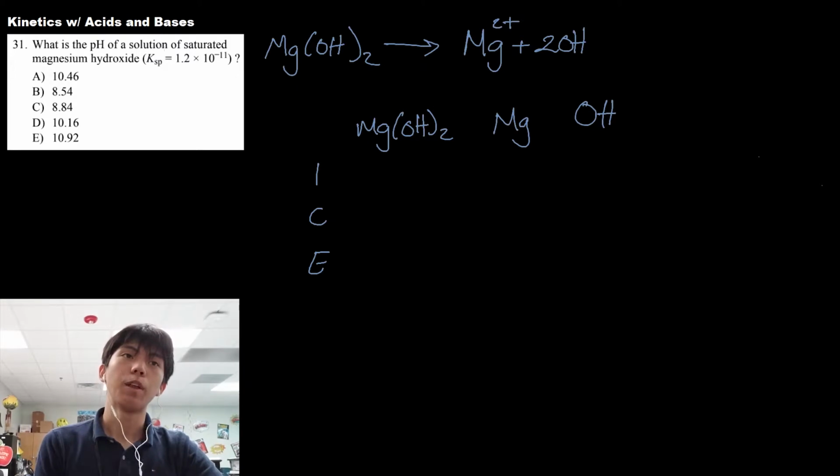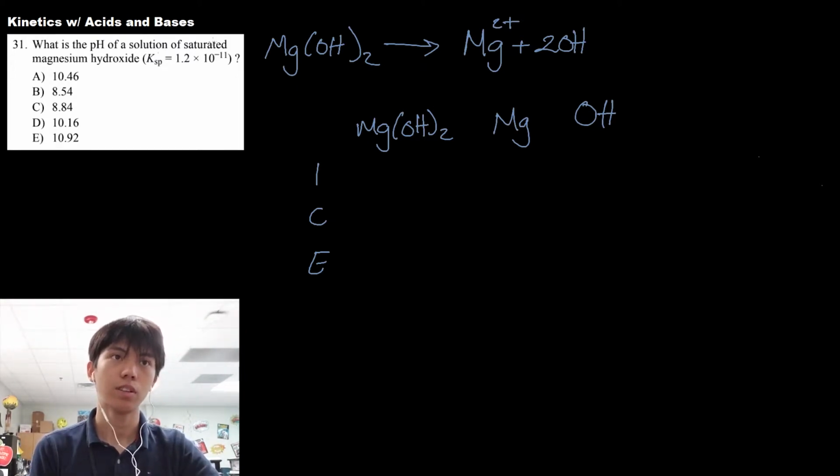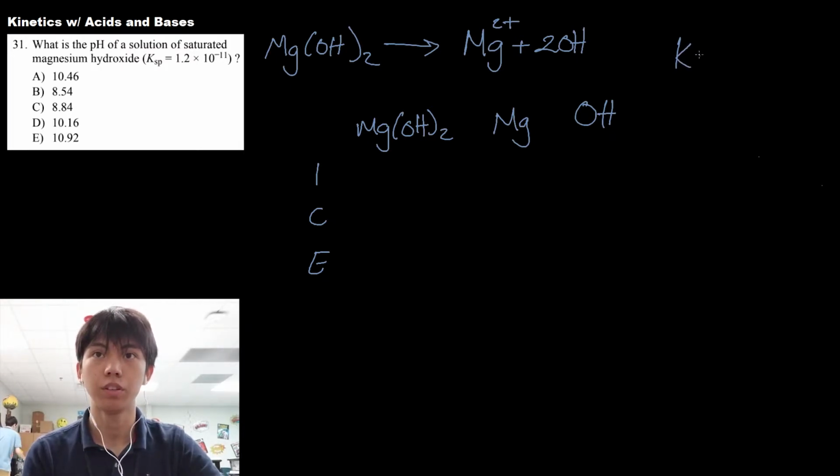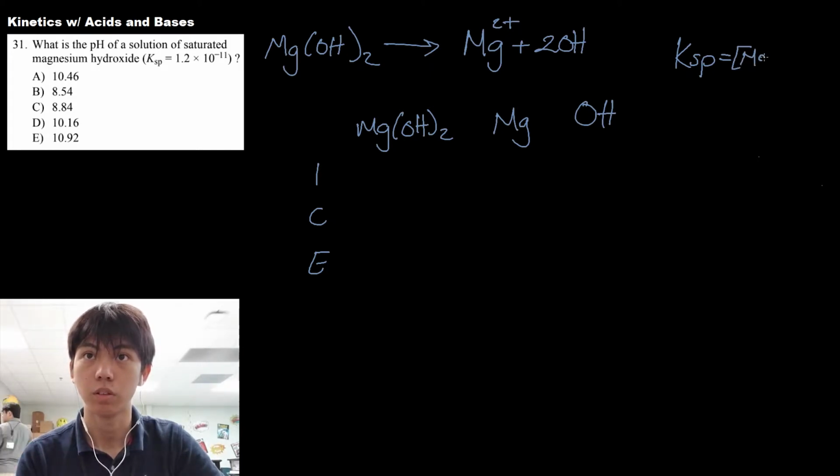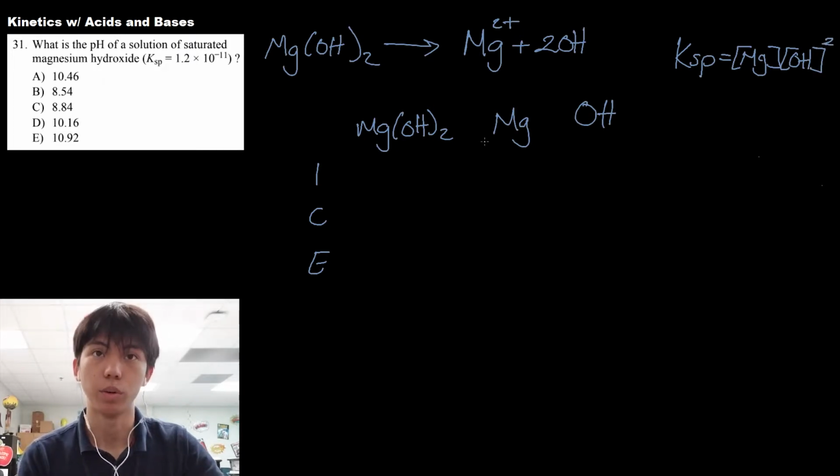An important part of this question is it says a solution of saturated magnesium hydroxide. So when you do your KSP, you can basically just ignore the magnesium hydroxide part, and instead of products over reactant, you can just put your products. So the products of magnesium times the molarity of the hydroxide squared.